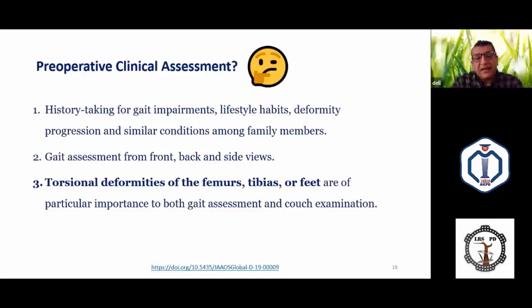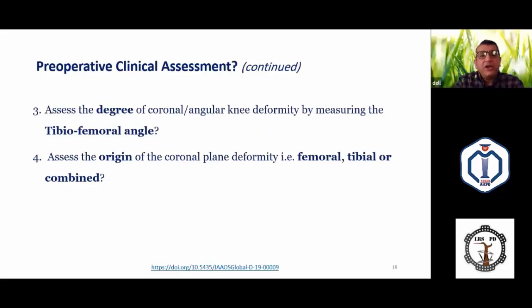And as regards torsional deformities, you can get an impression about them, of course, during gait, but they are more accurately assessed during couch examination. What do we also want to record clinically to assess our rachitic patients? We want to see the degree of the angular deformity. We are treating angular deformities, but one of the things we want to record is the degree, the severity. We can do that by measuring the clinical tibiofemoral angle. We also want to assess the origin of the coronal plane deformity. Is it femoral? Is it tibial? Or is it both?